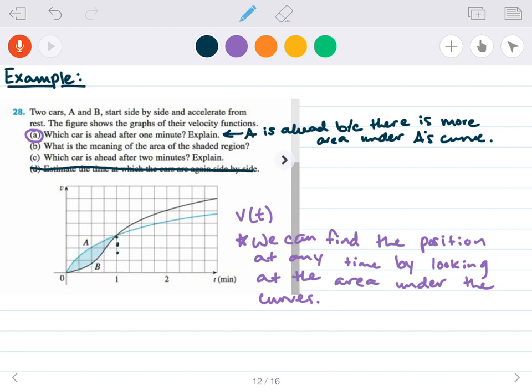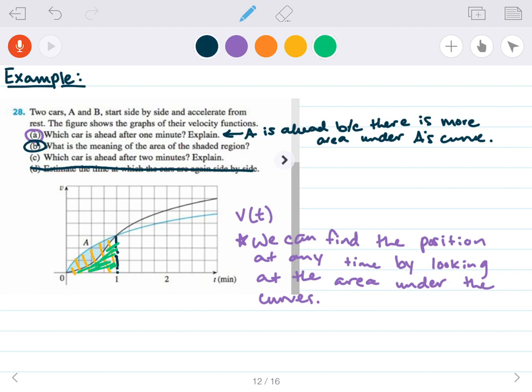Let's go back here. So this blue region that's shaded in, what is the meaning of this shaded region? Well, we can think of this as kind of like area minus area, right? Basically, what we're doing is we're taking the area of A, right? That's it. We're taking away the area of B to give us that shaded region, right?